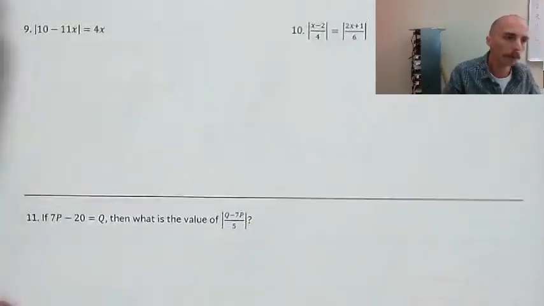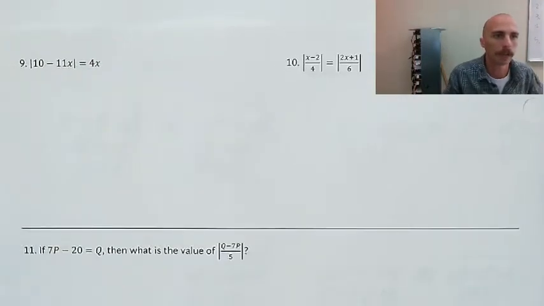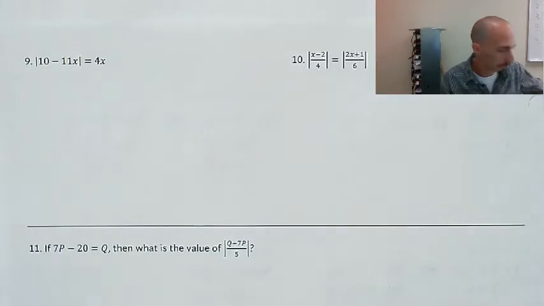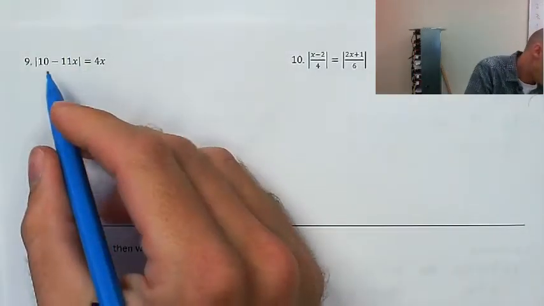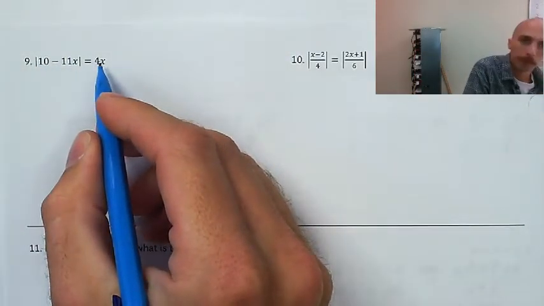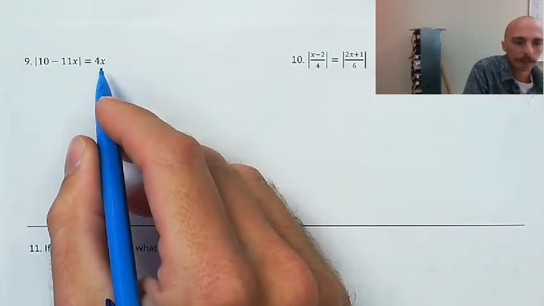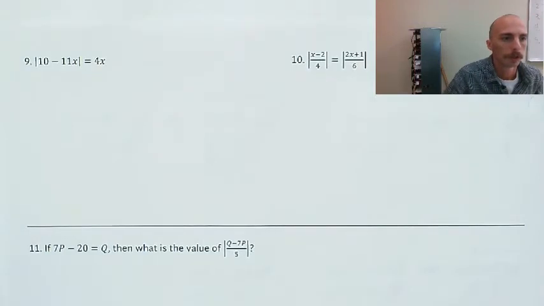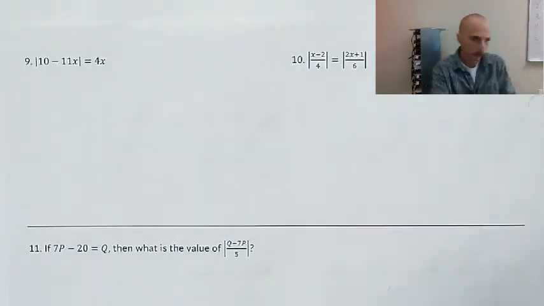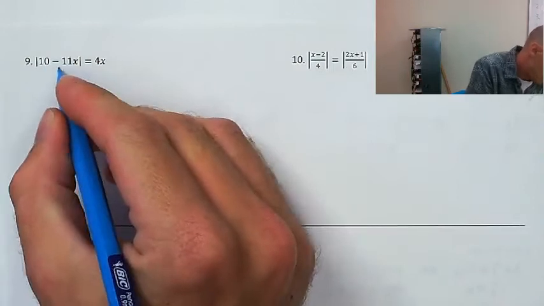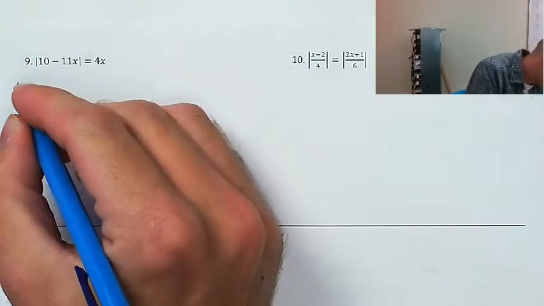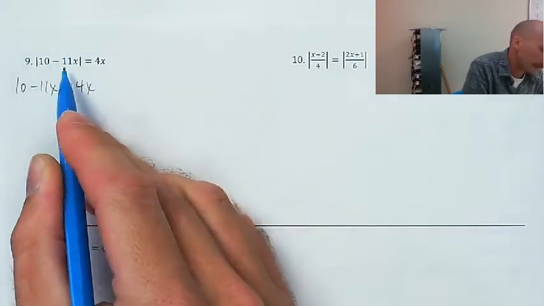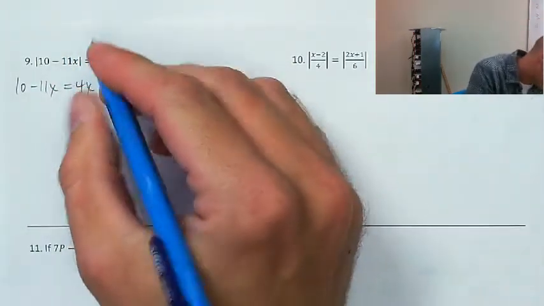All right. Here we've got a couple more, and these look a little more exciting. And I don't know if they're going to be exciting, but they look a little different. Okay, so we've got absolute value equals thing, and that thing does have x's in it, so we're probably going to need to be careful. Okay, so either 10 minus 11x is equal to 4x, or 10 minus 11x is the negative of 4x.